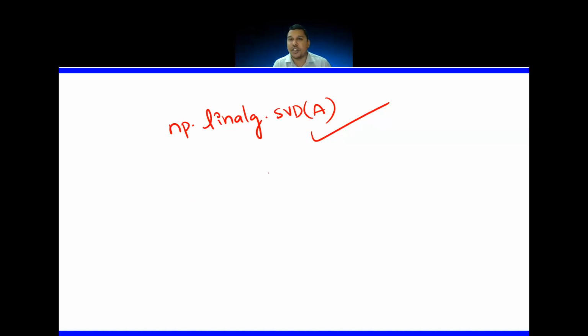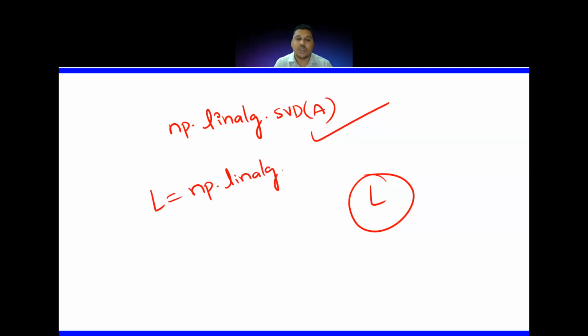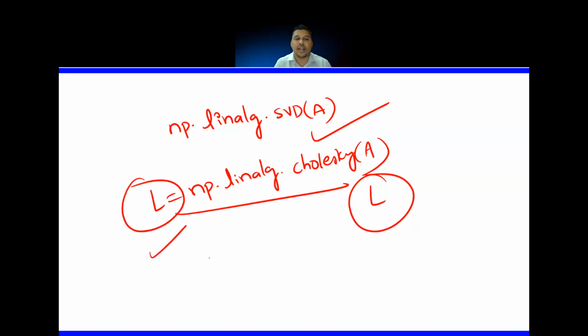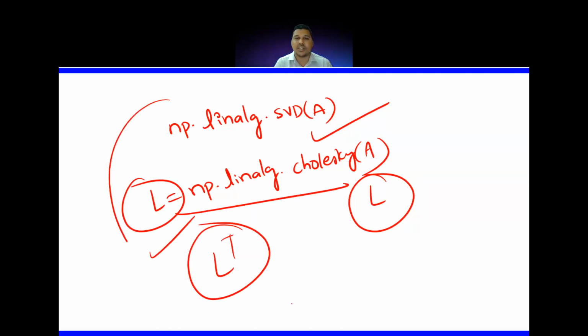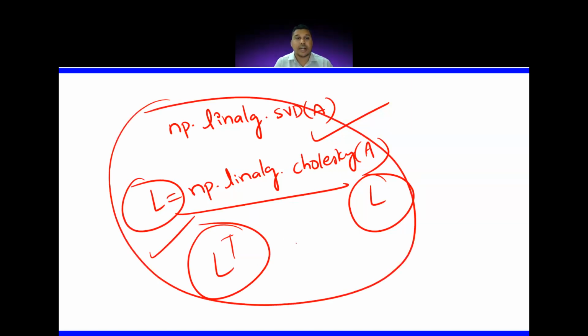If you want Cholesky decomposition, we know that Cholesky generates a matrix L. So you can give L equal to np dot linalg dot cholesky of matrix A. That's it. It will give L. You got L, you find out L transpose also. That is the product of two matrices. Okay, so like this we have functions which can help us in Python programming.